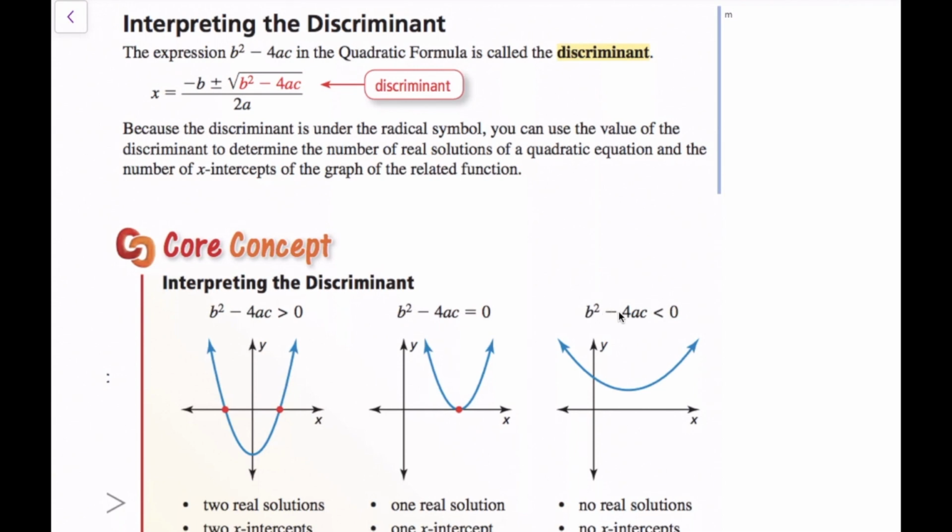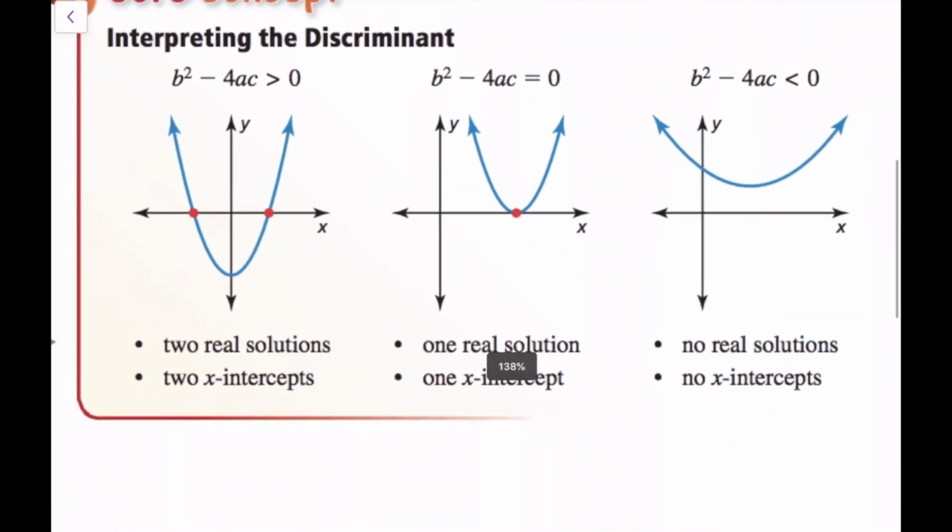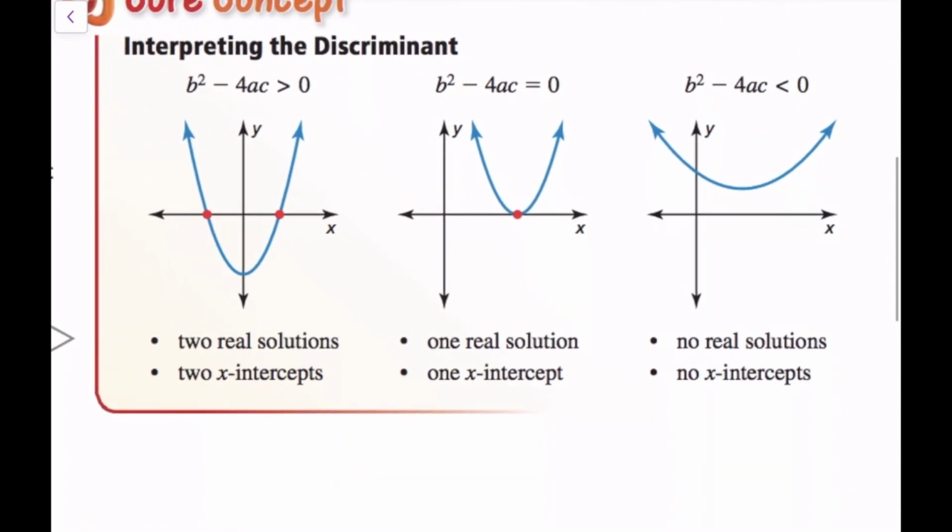And then when b squared minus 4ac is less than 0, we're going to have no real solutions. Now, down here, we have graphs of parabolas that show what that means if we were to graph the corresponding quadratic function to that quadratic equation.